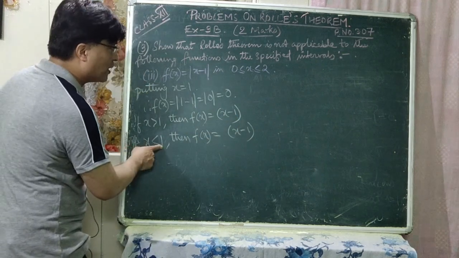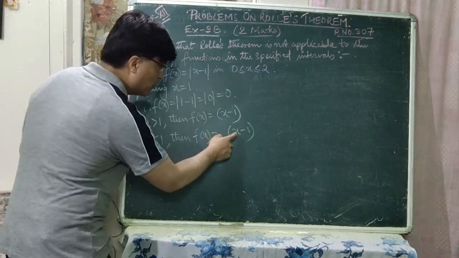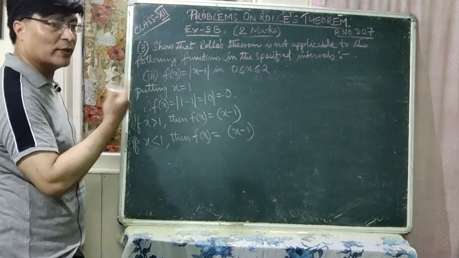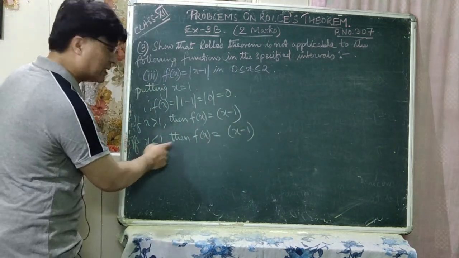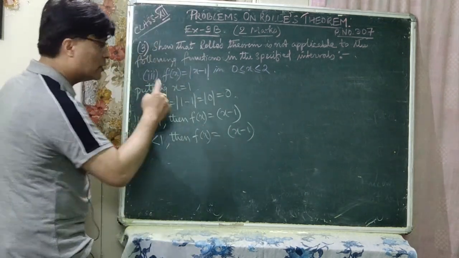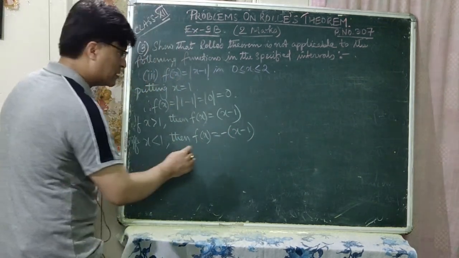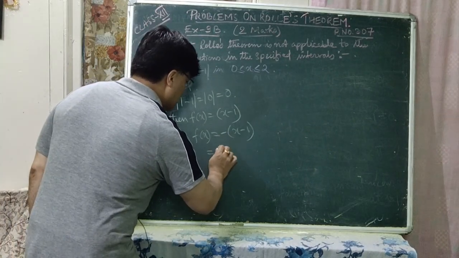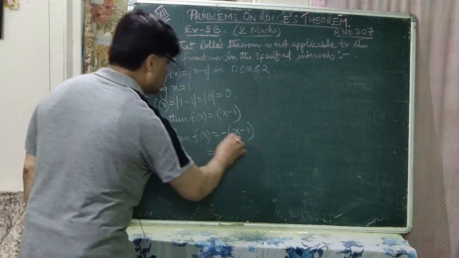If x is less than 1, you can put 0 here. If you put 0 minus 1, it is minus 1. So it is always negative when x is less than 1. If x is less than 1, x minus 1 is negative, right? So to make it positive, you have to write a minus sign out here. So it is equal to minus into minus plus 1. So it is 1 minus x.